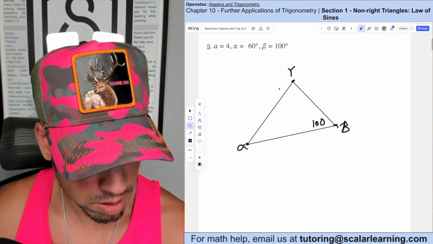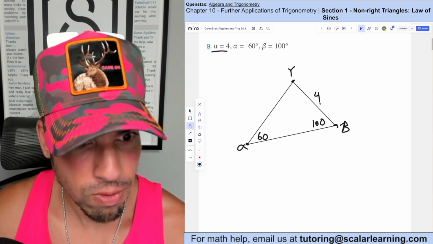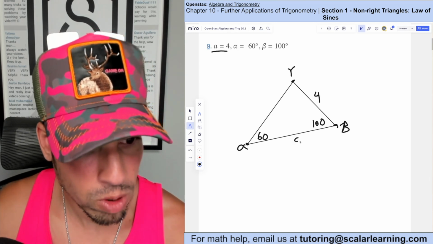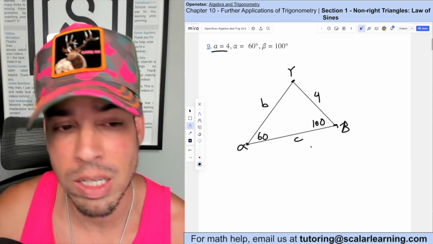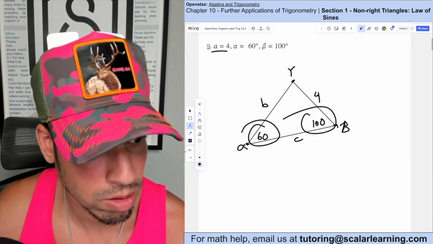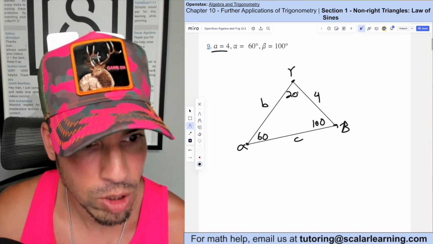So for this one, I got a generic triangle set up, and I'm just going to fill in what we know. Beta is 100, alpha is 60, and A, which is opposite alpha, is 4, okay? And what we're trying to solve for are C and B, and also angle gamma. Now, gamma is pretty easy, right? Because we can use the triangle angle sum theorem. Everything has to add up to 180, so if that's 60, that's 100, this has to be 20 degrees.